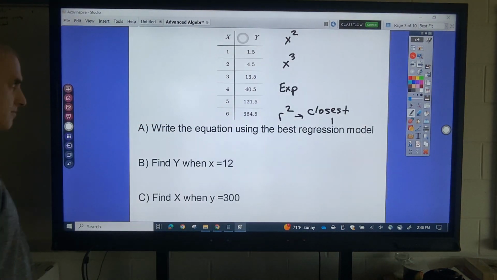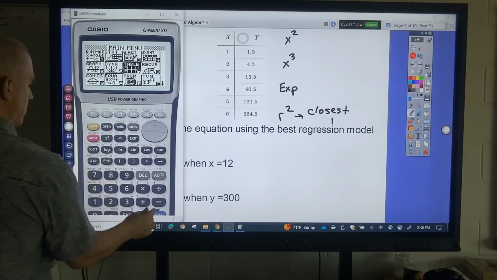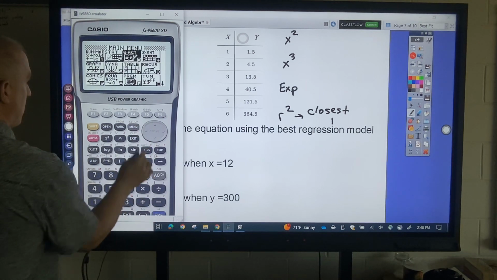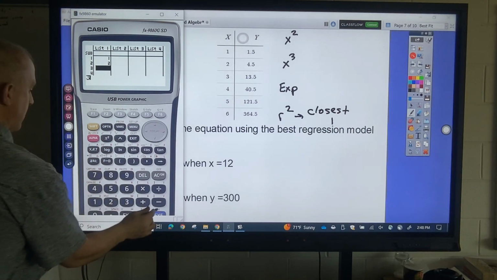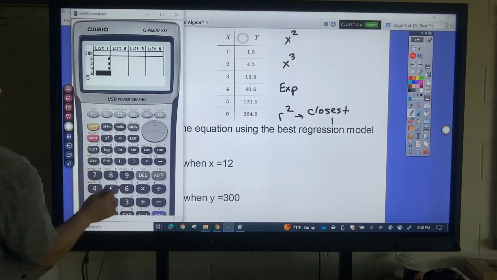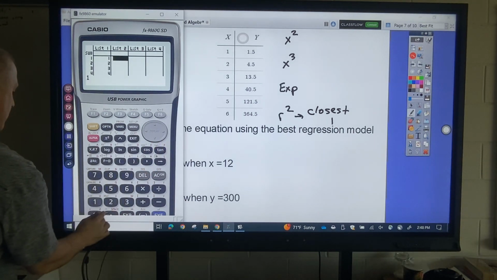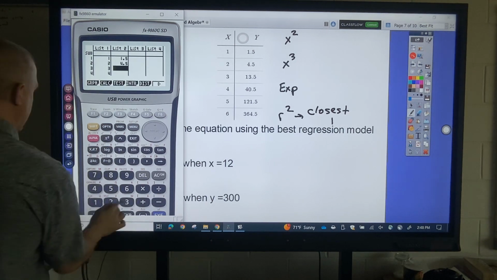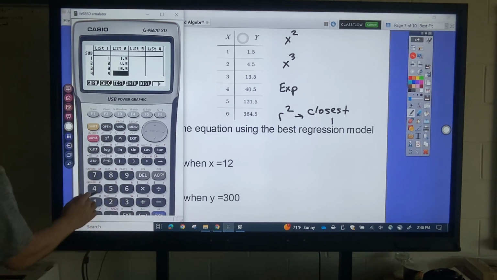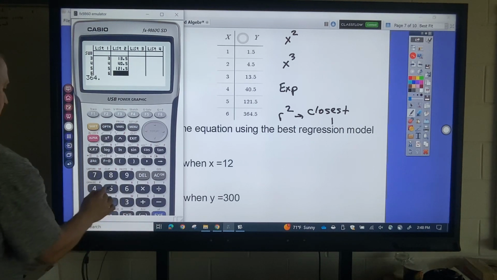So what I do here, I go to menu and table. Sorry, I apologize, I go to stat. I put in my values: 1, 2, 3, 4, 5, 6. Then I put in the y's: 1.5, 4.5, 13.5, 40.5, 121.5, and then 364.5.